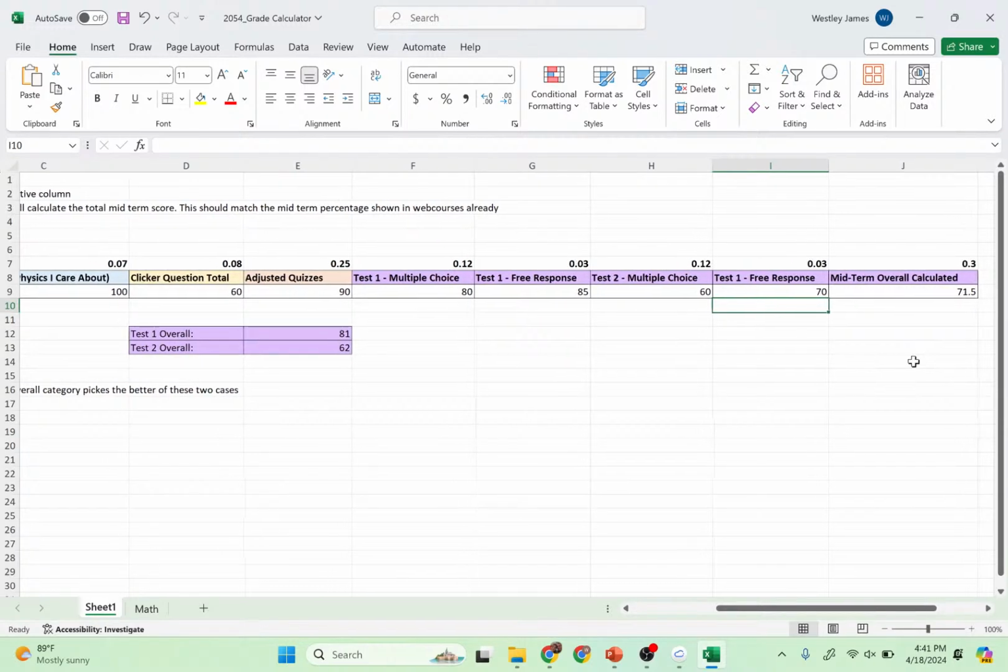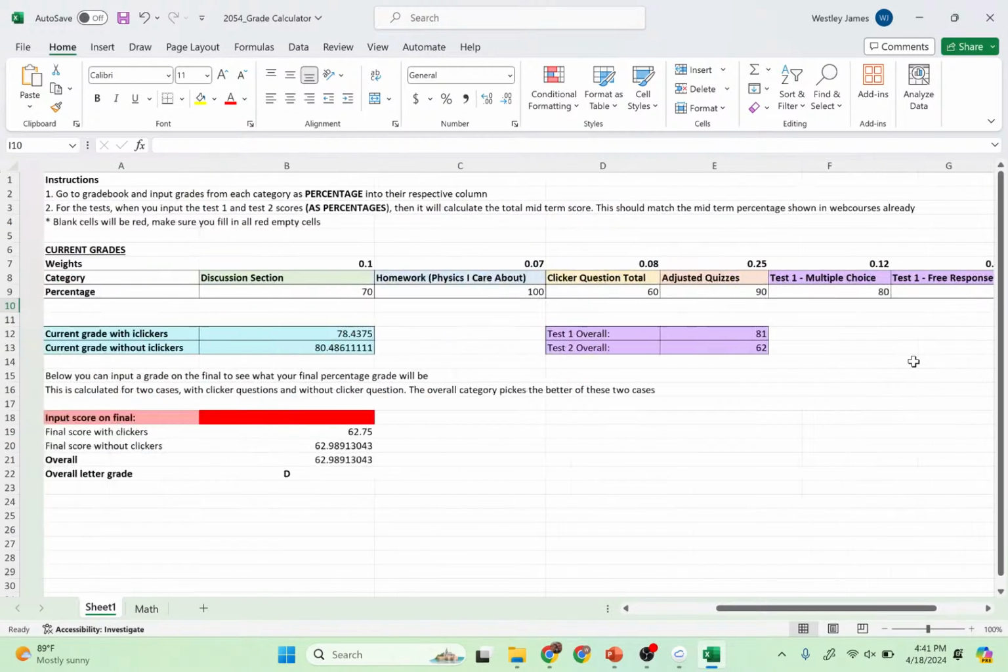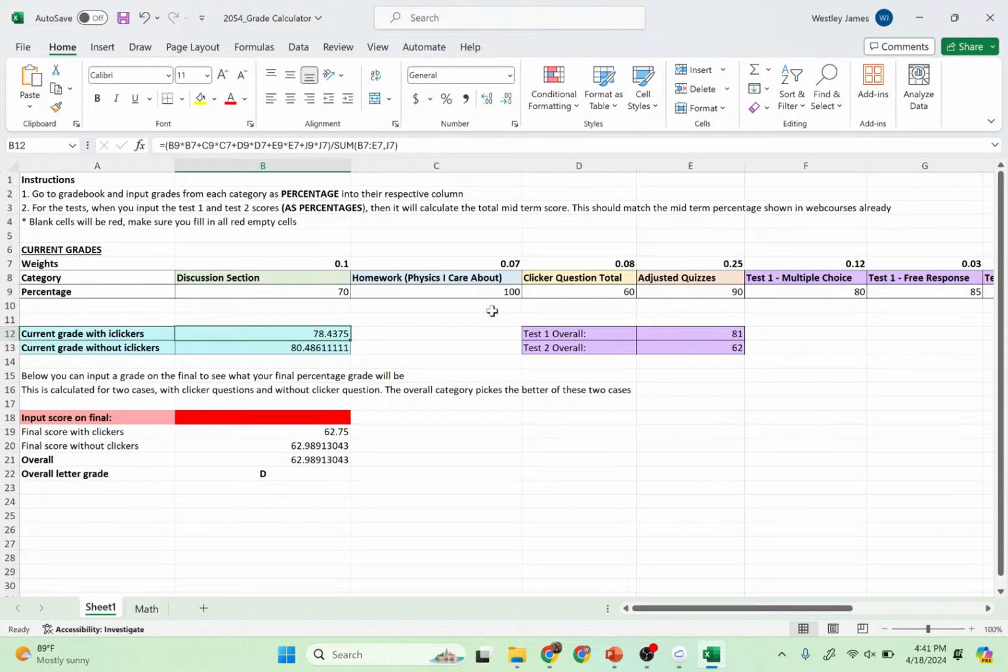Okay, you put in all the things. All the red boxes are gone. It shows you your current grade in the class with and without clickers before the final. So this is accurate to what your current grade is, mostly. Then at the bottom here, it shows you your current grade in the class if you don't take the final. It's not great because you haven't taken the final. It's worth 20% of your grade. So yeah, that's going to kill your grade.